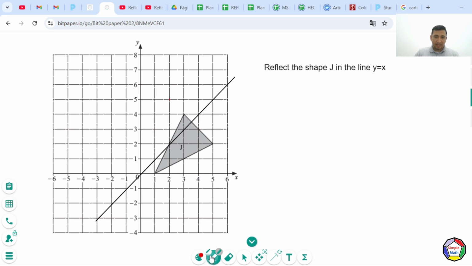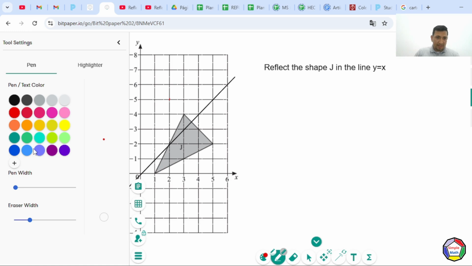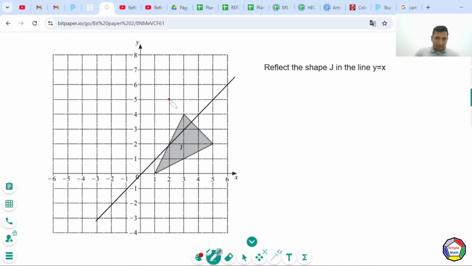Sorry, let me change the width of my pen. This, yes, is the point that is reflected in this case. The reference is this one. Now let's do the same with this one. How many diagonals are from here to the mirror? Half. So I'm going to cross half, half and half. Here is the other point.